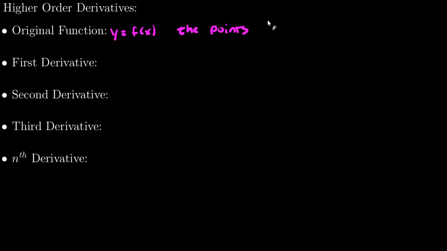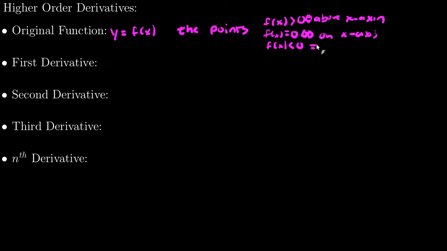F of x greater than 0 means we are above the x-axis. F of x equals 0 means that we are on the x-axis. And f of x less than 0 means that we are below the x-axis.